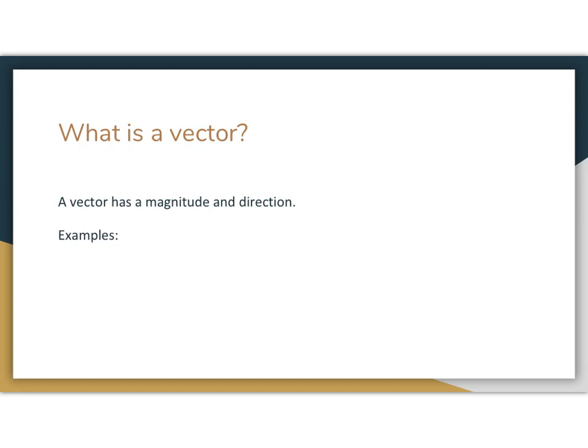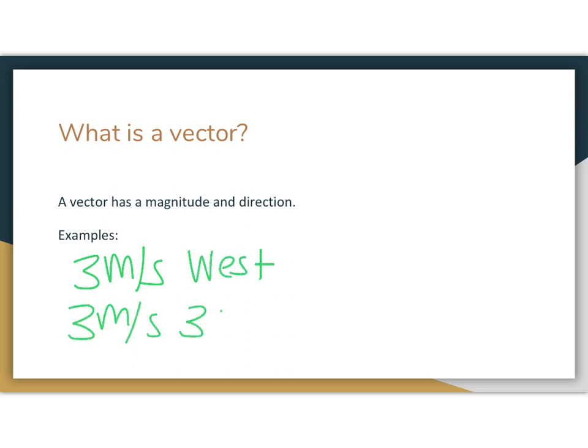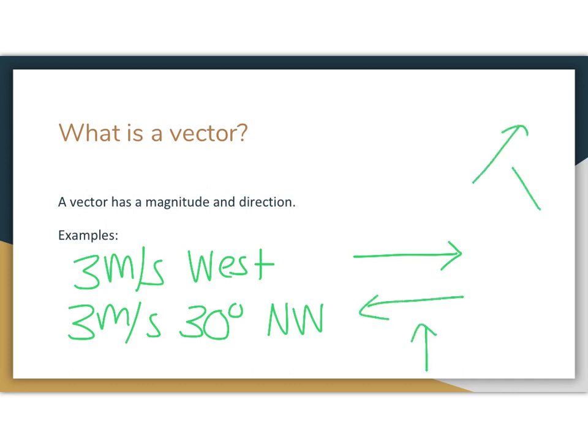So from last chapter, a vector has a magnitude and direction. So this is like 3 meters per second west, or it could be 3 meters per second at 30 degrees northwest. So we can have vectors that go in 1 dimension, or we can have 2 dimensions, so they're going at angles. And that's really going to be the focus of this chapter.